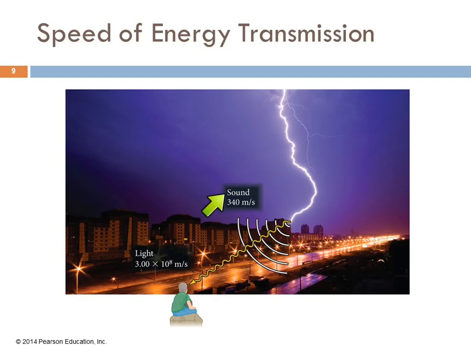So sound travels about 340 meters per second, light travels 3 times 10 to the 8th meters per second. And so for every mile there's about a 5-second difference in time, and that's how you can gauge how far that thunderstorm is from you. You can count how many seconds between when you see the light and when you hear the noise.